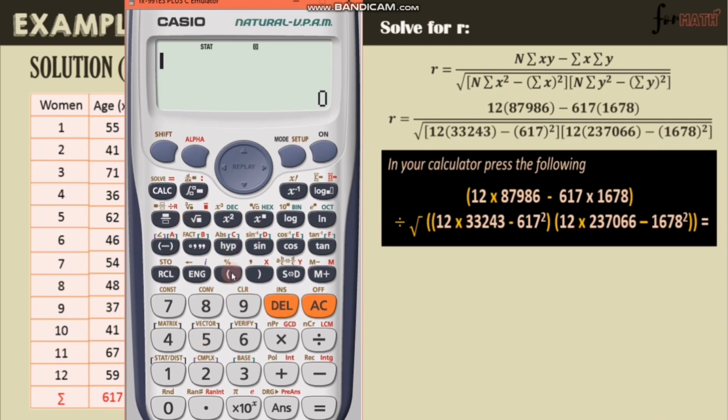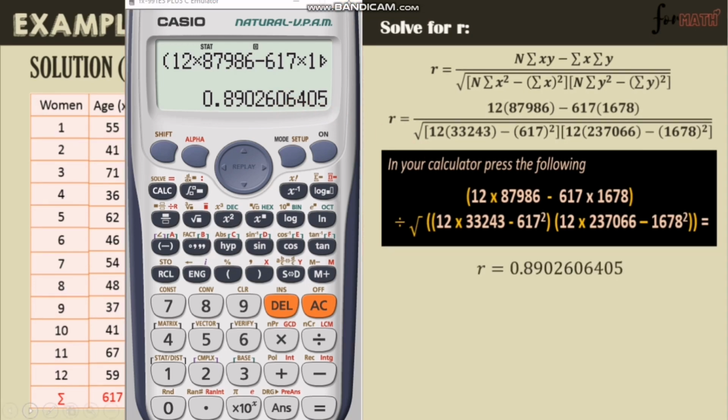So, we have open parentheses, and then 12 times 87,986 minus 617 times 1678, close, divide, and then square root. Dalawang parentheses, open parentheses, 12 times 33243 minus 617 squared, close, open, 12 times 237066, and minus 1678 squared, and then dalawang close. So let us see our value ng R. So we have 0.8902.